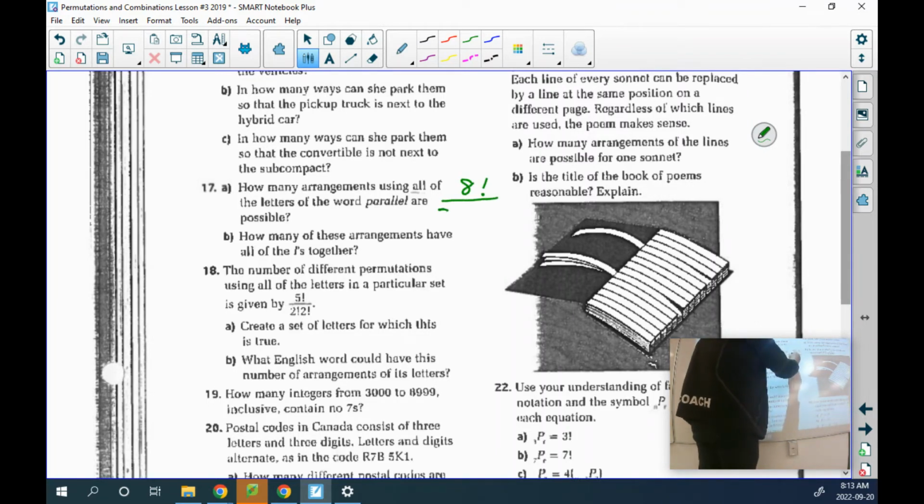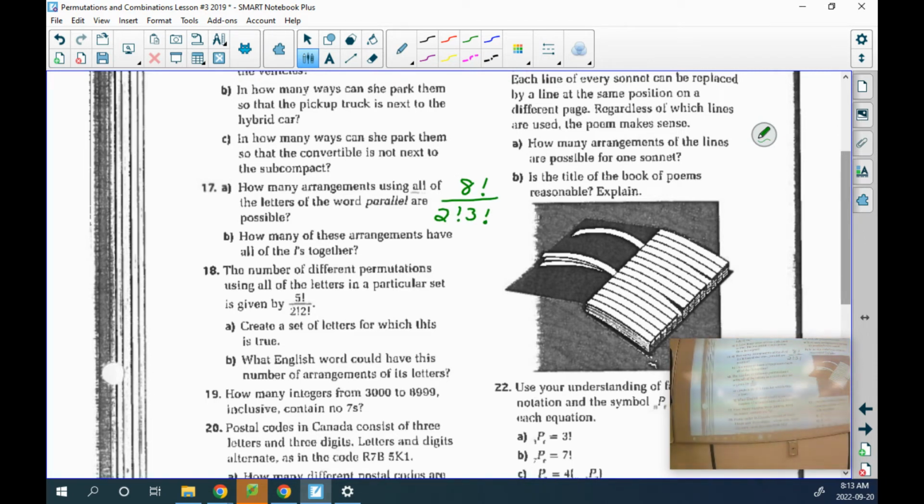Except we also have 2 A's, 3 L's. How many arrangements possible if all the L's are together?